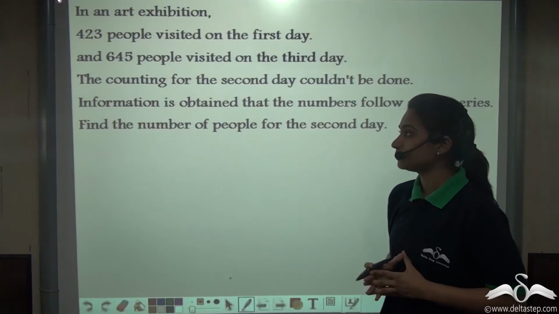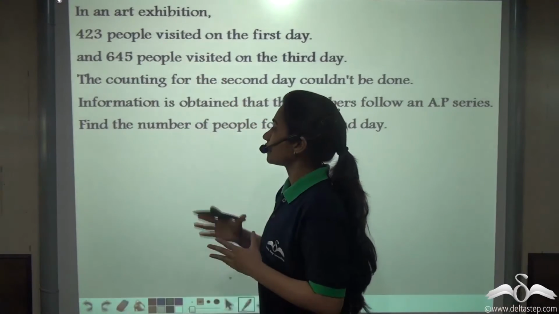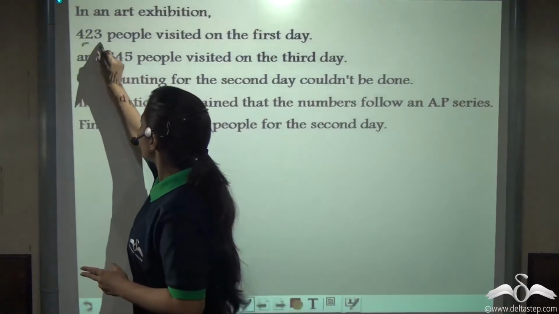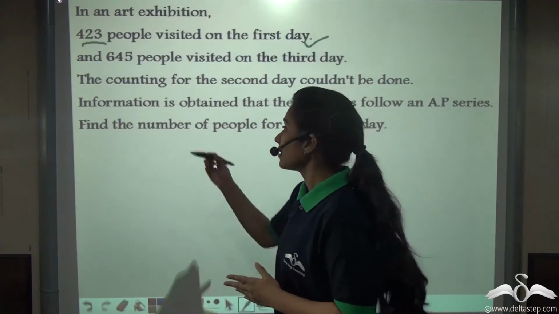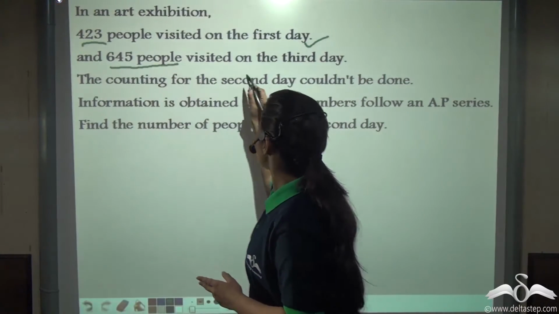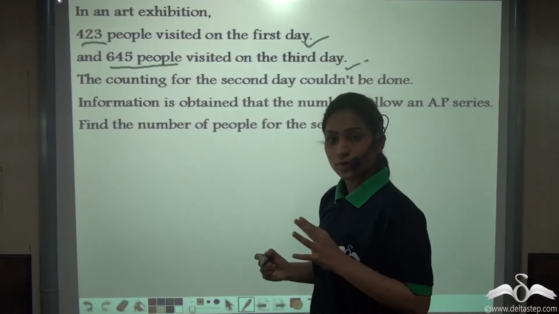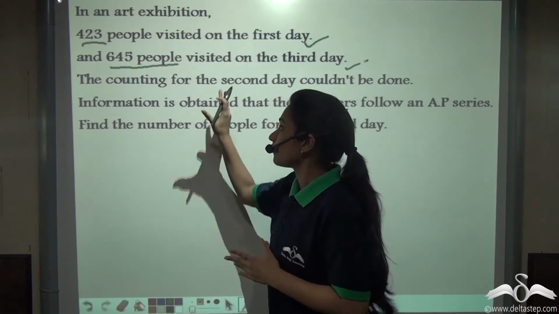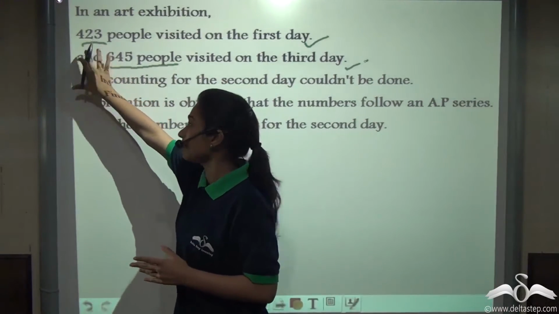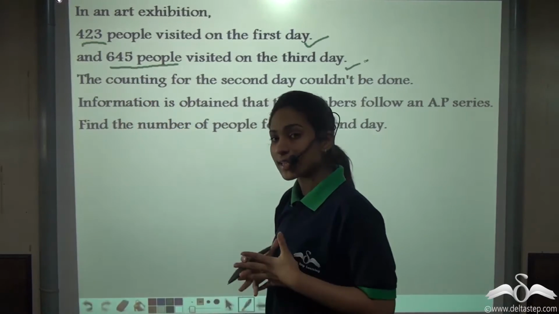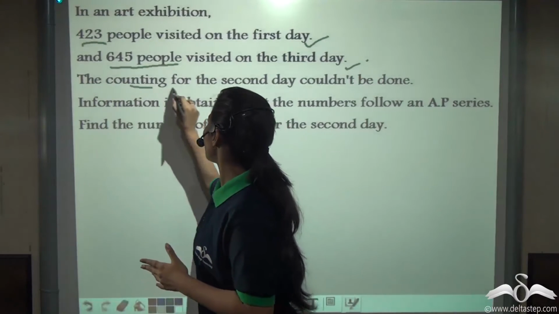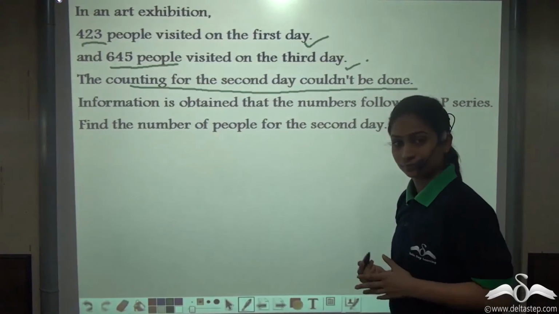Let's see a problem. In an art exhibition, 423 people visited on the first day and 645 people visited on the third day. So it was an art exhibition of 3 days. First day 423 people came and on the third day 645 people came. What about the second day? The counting for the second day couldn't be done.